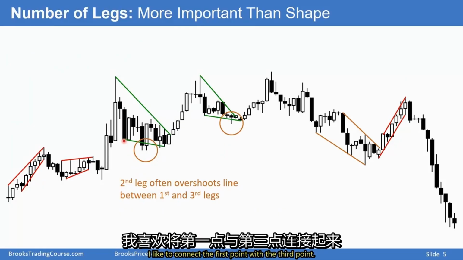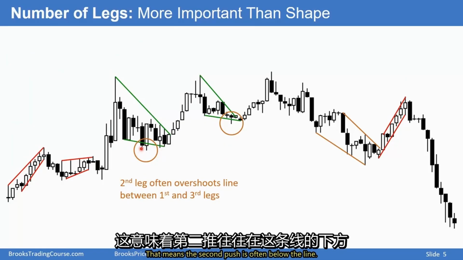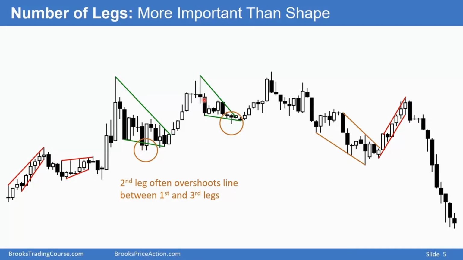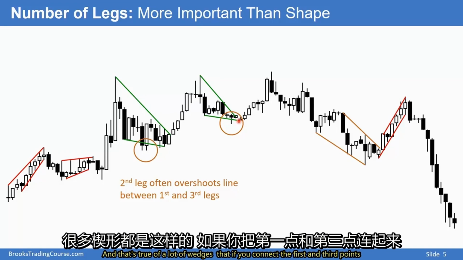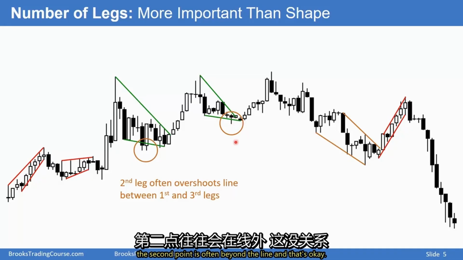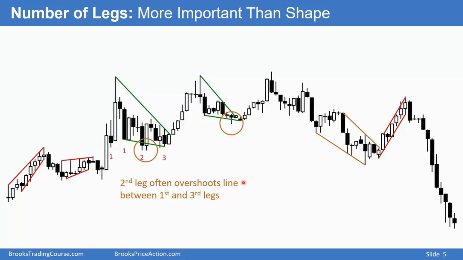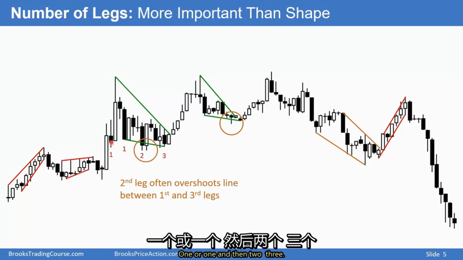I like to connect the first point with the third point. That means the second push is often below the line. Here's the start of the wedge, possibly the end of the wedge, and I ignore that second point going below the line. And that's true of a lot of wedges: if you connect the first and third points, the second point is often beyond the line, and that's okay. Different ways to draw this, 1 or 1, and then 2, 3.